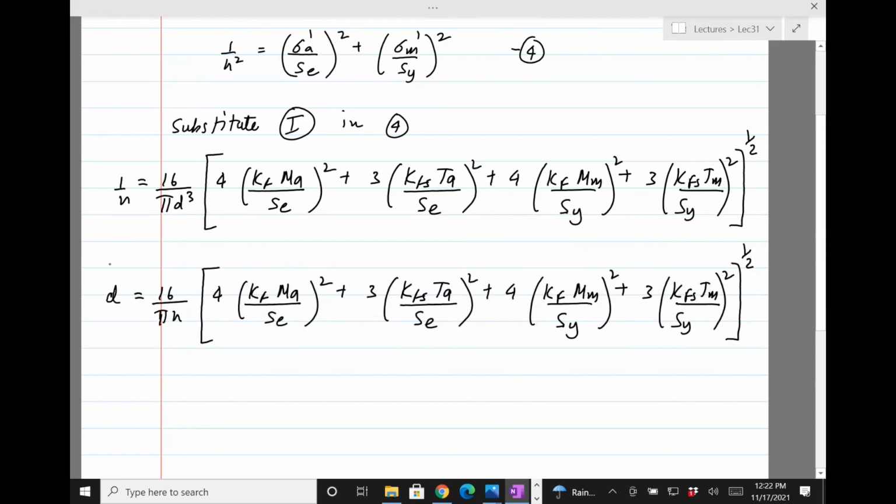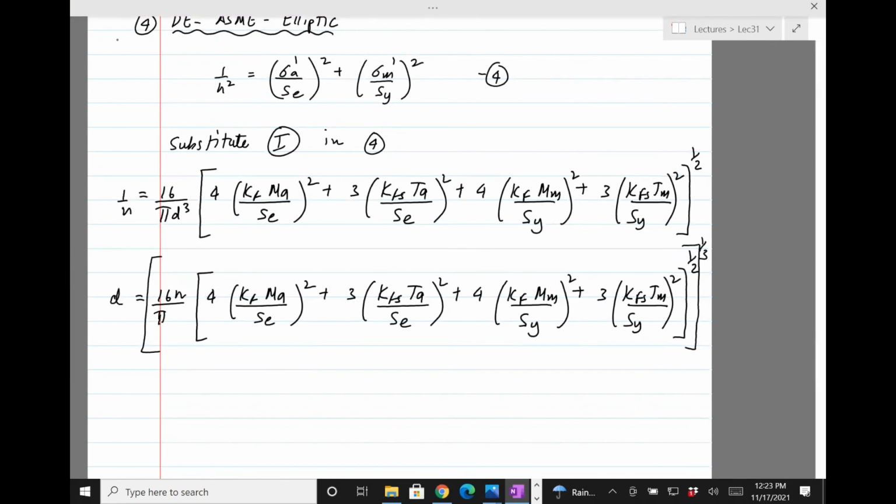And since it's d cubed, we need to take this big thing. Shouldn't the n be on the top? Oh, n should be on top. 16n. Then we need to put 1/3 here to compress this.